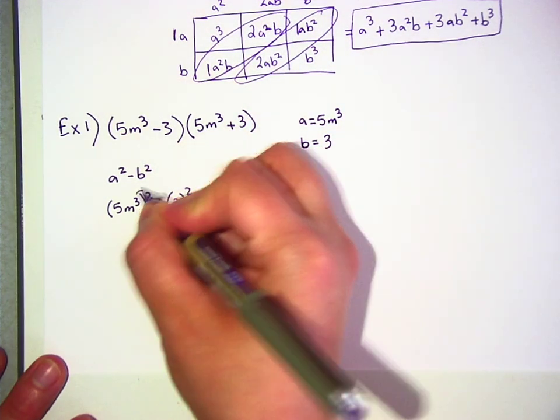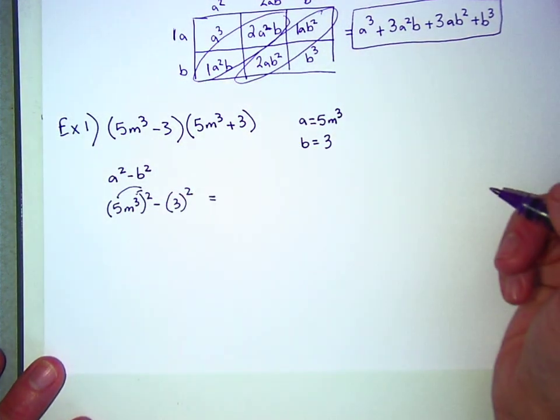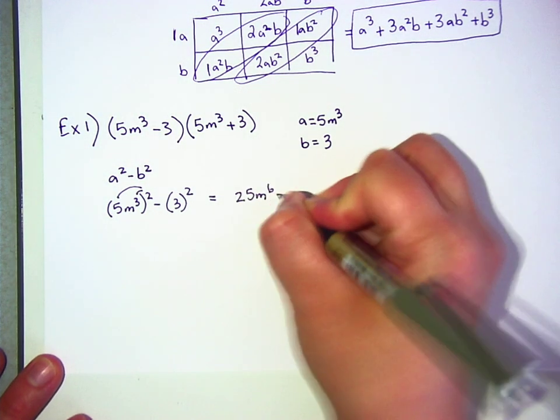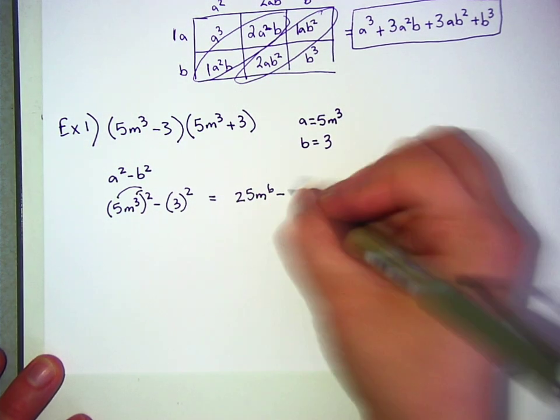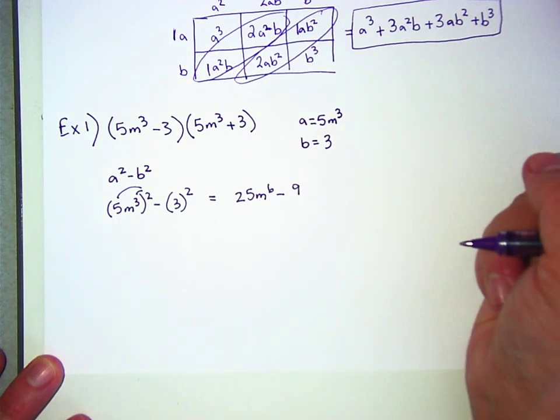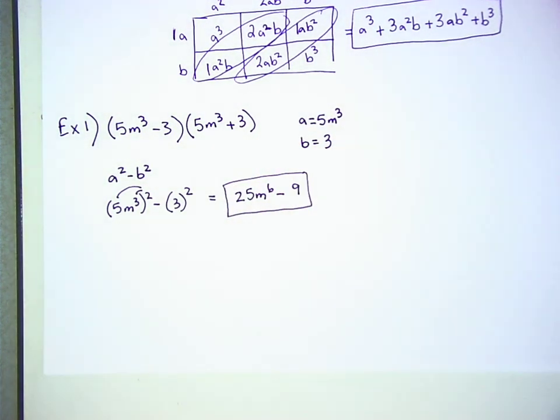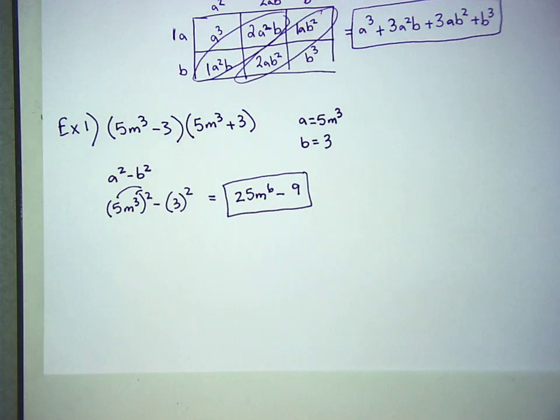Okay, I'd have to distribute to both. So what do I get? What's 5 squared? 25m to the sixth minus 9. Can I combine those two? No, one has an m to the sixth and one doesn't. This is how you use these formulas. I personally don't care what you do. I don't care if you use this formula or if you're like, I would just put this in a box. I would put it in a box.